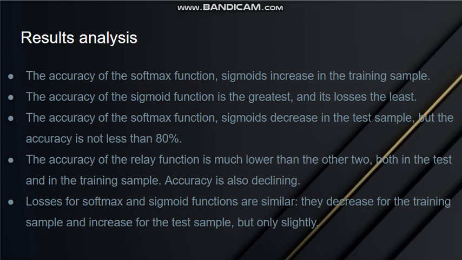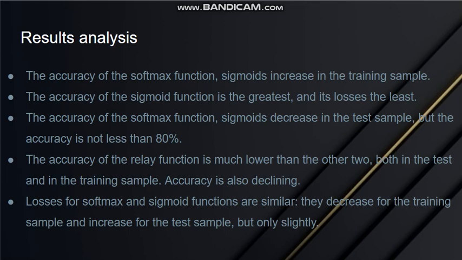Results analysis of experiments. The accuracy of the softmax and sigmoid functions increases in the training sample. The accuracy of the sigmoid function is greatest and its losses are the least. The accuracy of the softmax and sigmoid functions decreases in the test sample, but the accuracy is not less than 80%. The accuracy of the ReLU function is much lower than the other two.